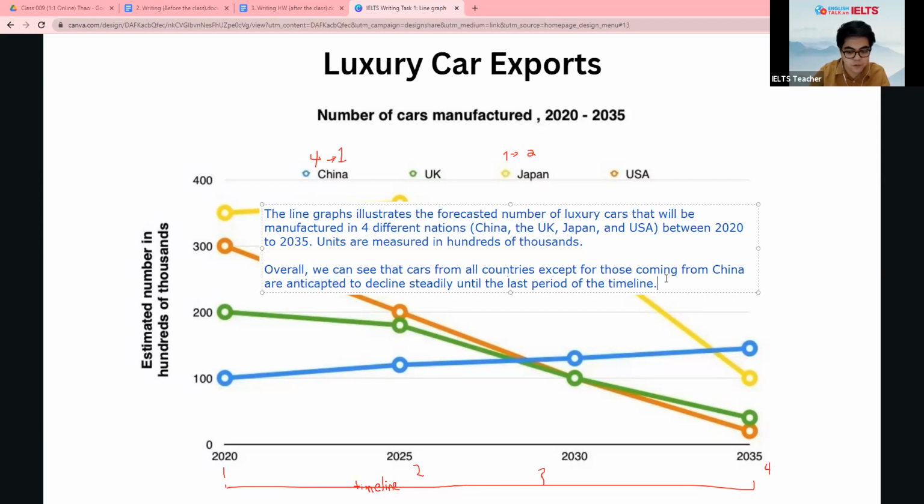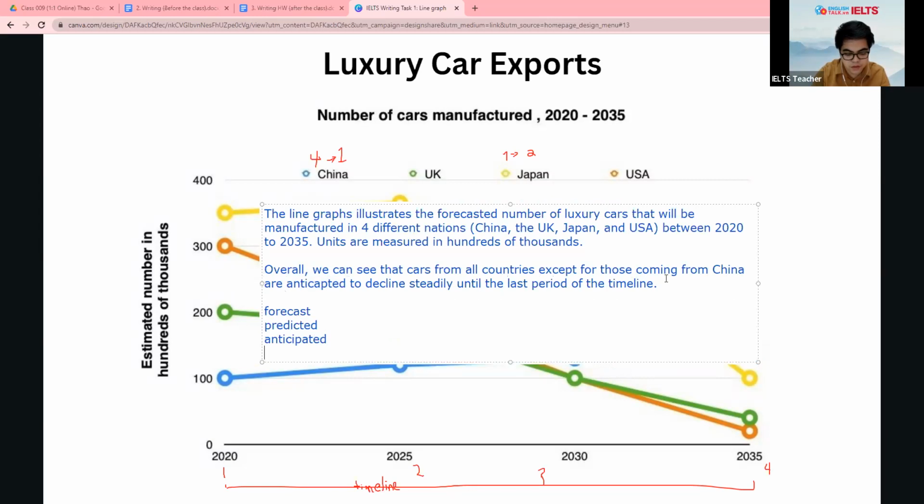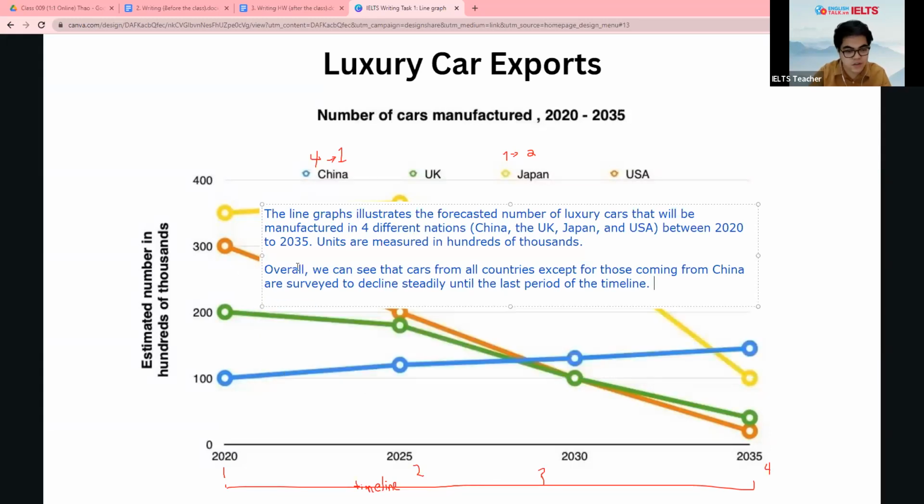There are so many words that you can use in forecast. You can say forecast, predicted, anticipated, surveyed to decline. So you can remember these, actually there are more, but you need to do a little bit more searching on Google so you can use some of them. But 4 is enough. You don't need to use all of the synonyms because your essay will look funny if you use all synonyms. Okay. So you can use this overall. And then you go to the 3rd paragraph. You're done.